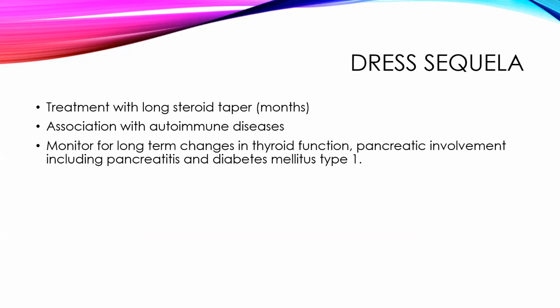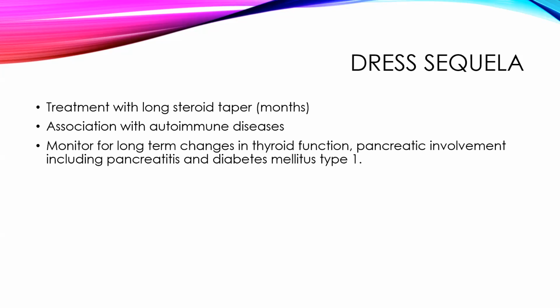It is also associated with autoimmune diseases, which is very unique to DRESS. And so we have to monitor for long-term changes in thyroid function, pancreatic involvement, including pancreatitis, and diabetes mellitus type 1. The literature tells us that they think that this could be an activation of HHV6 possibly causing this. They do recommend that you monitor these patients for 1 year after the presentation for these autoimmune diseases.